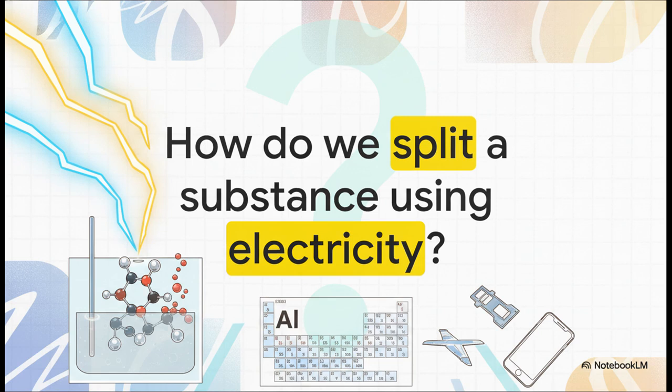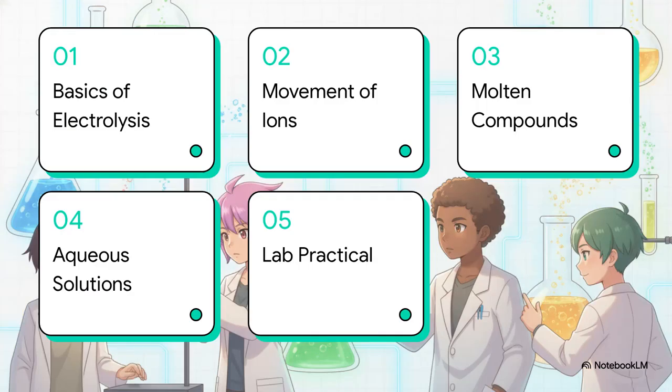See, in our modern world, we rely entirely on these highly reactive metals, right? Think of things like aluminum. But here's the catch. These metals don't just sit around in nature waiting for us to scoop them up. They are locked away, tightly bound inside solid rock compounds. To get them out, we need a massive, reliable way to break those chemical bonds, and that is exactly what we are unpacking today. Here's our roadmap for the explainer.